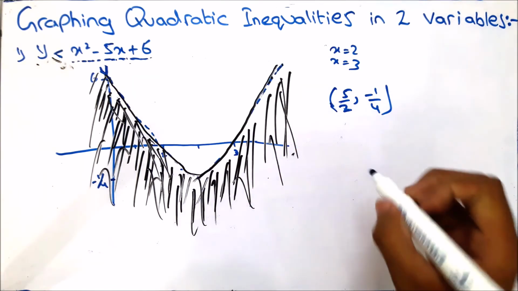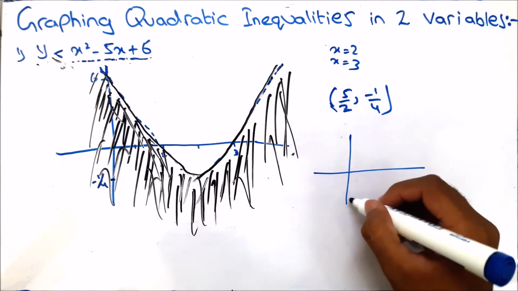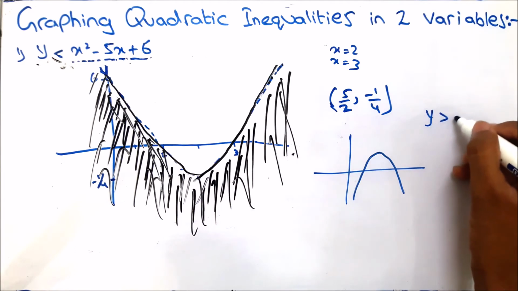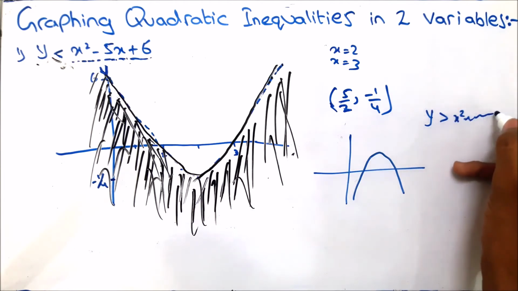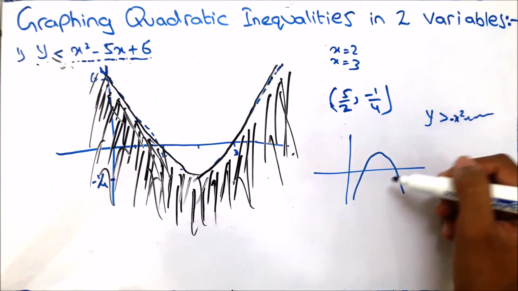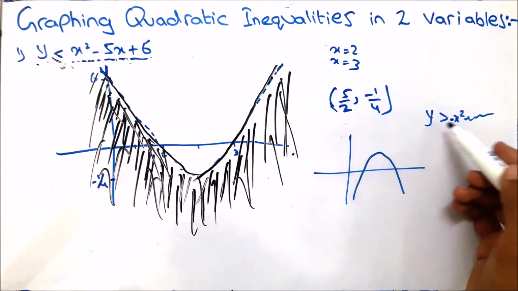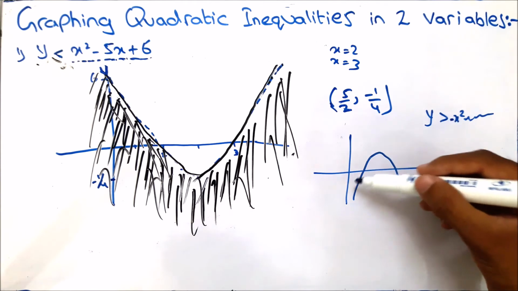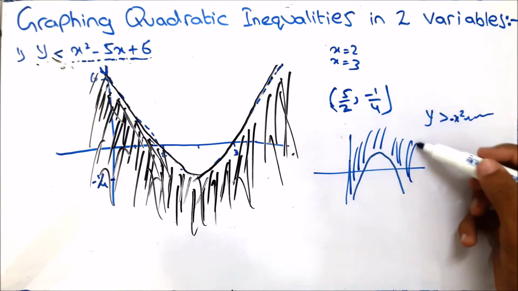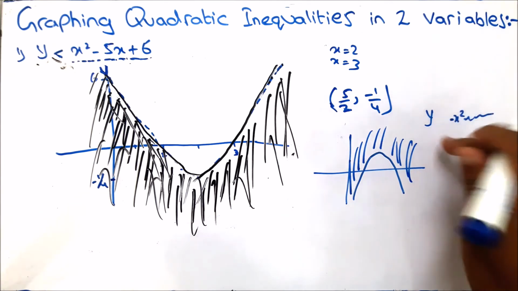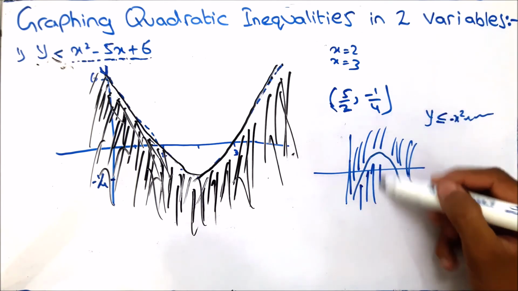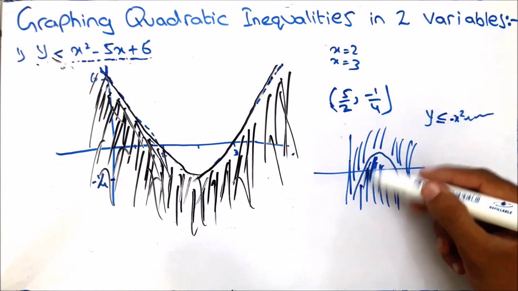Okay, what if we have a graph like this? We have some graph which is like this, and it has y is greater than something, x squared, anything. Suppose it's minus x squared because the graph is upside down. If it says y is greater than, we'll shade above it. Whenever it says above, we'll shade above, and whenever it says below, we will shade below it. Alright, that's it for now.